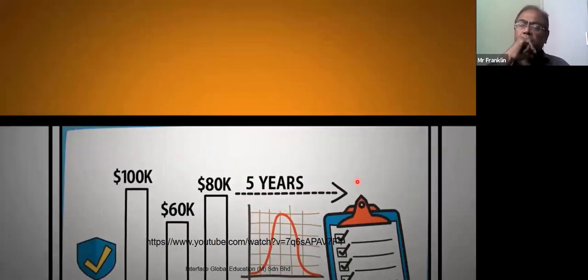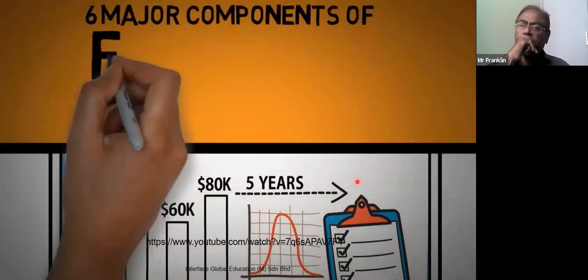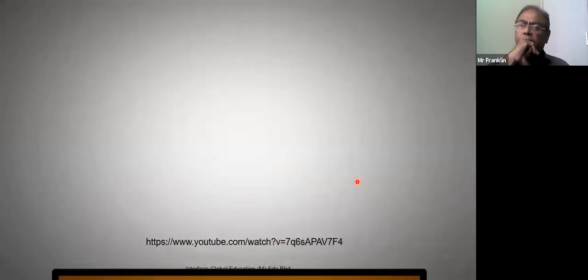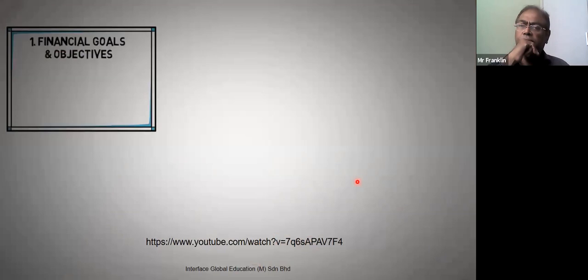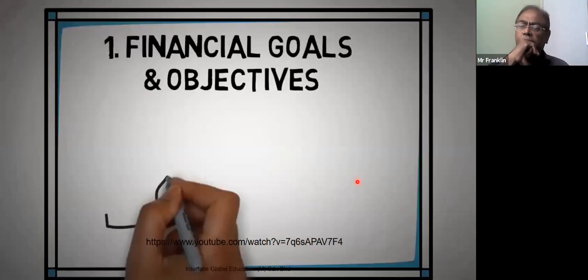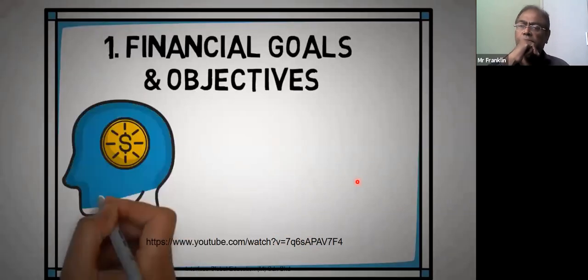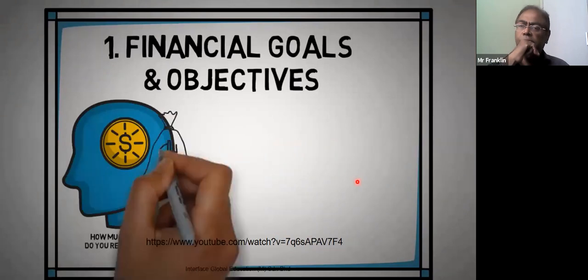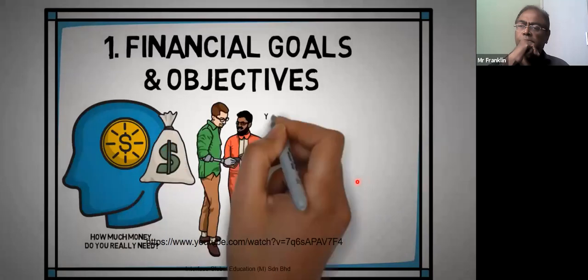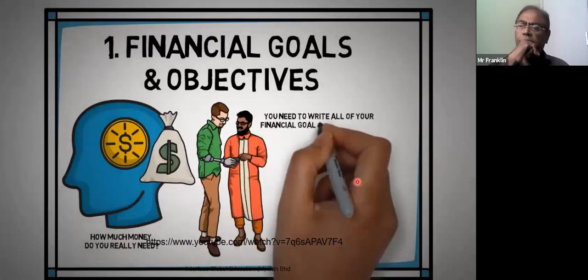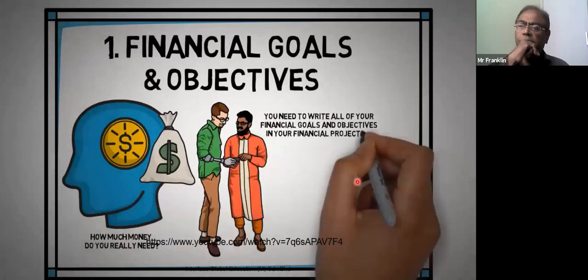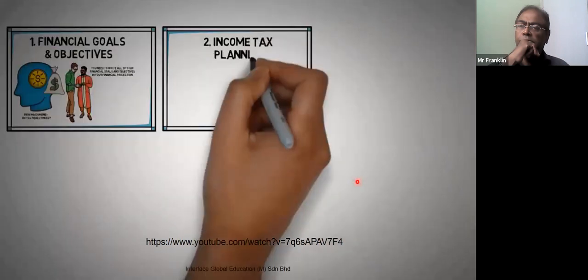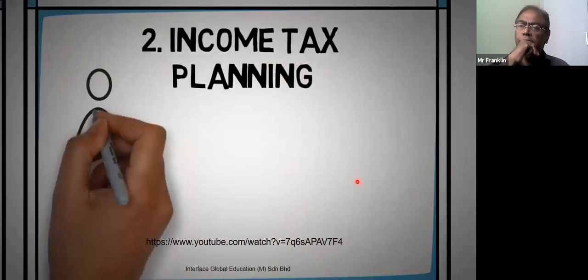In this video, we are going to share 6 major components of financial projections for a startup. 1. Financial goals and objectives. Every startup owner wants to make as much money as possible from their startup. But how much money do you really need? What are the financial goals you want to achieve with your business? You need to write all of your financial goals and objectives in your financial projection. 2. Income tax planning. Ignoring tax planning is very common among many small business owners.